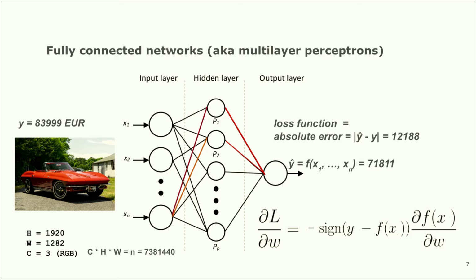So the absolute error is the difference between these two numbers. The input structure is an image with size 1920 times 1282 pixels with 3 color channels. If we are to have an image of this size and we want to feed it into the model, we're going to have to create an input unit for every single pixel that we have. This is going to be humongous. We're going to have a total amount of input features that is more than 7 million.